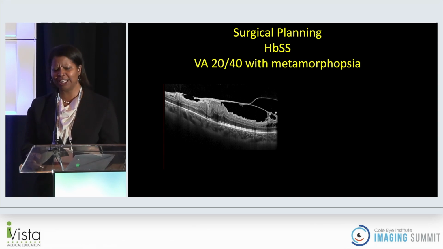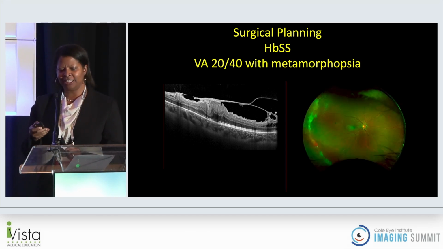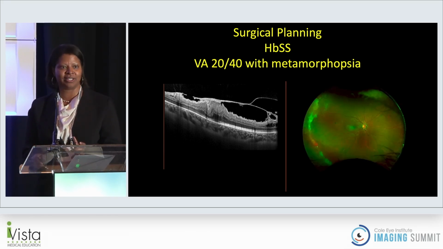What about surgical planning? We heard a little bit about that earlier. So this patient presented to me with 20/40 vision, metamorphopsias. He has a nice, juicy epiretinal membrane, really excited, and that's over the macula. But then the peripheral retina shows this. So this is a little bit atypical, right? So you have to keep this in mind as well.